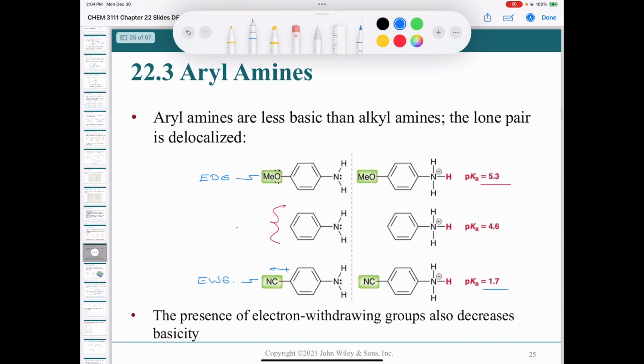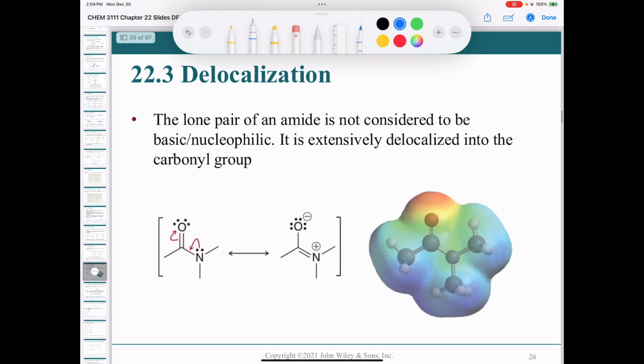It says the presence of an electron withdrawing group like the nitrile group is also going to increase acidity, or as it says here on the slide, decrease basicity, renders the lone pair less available.